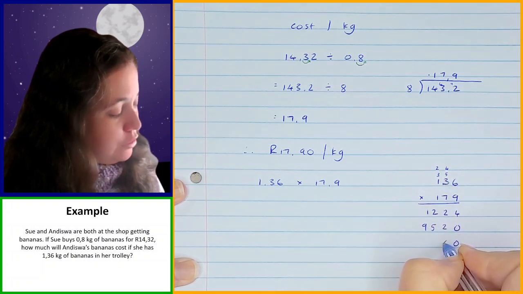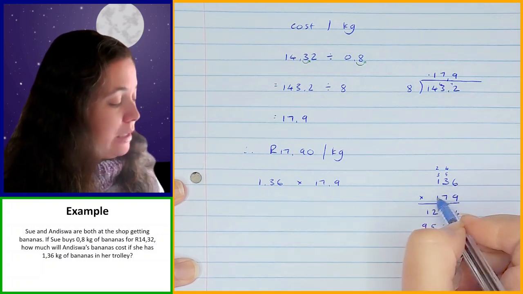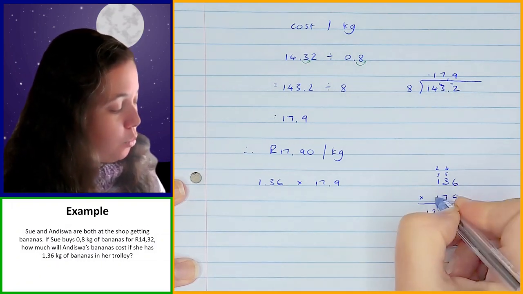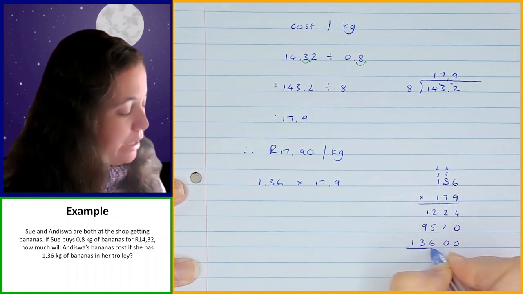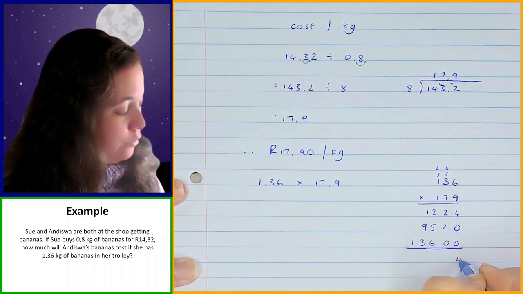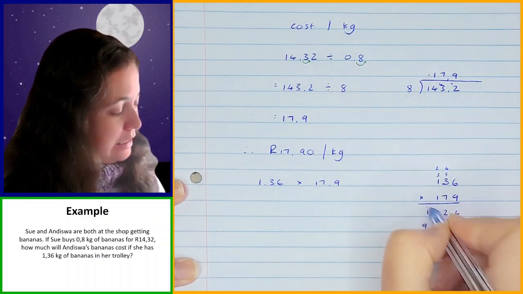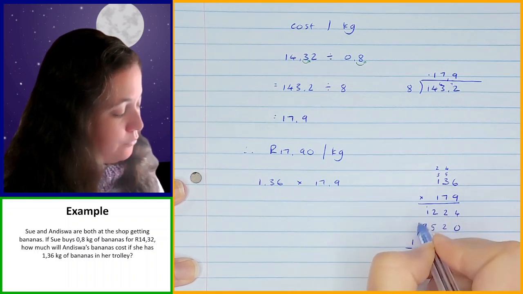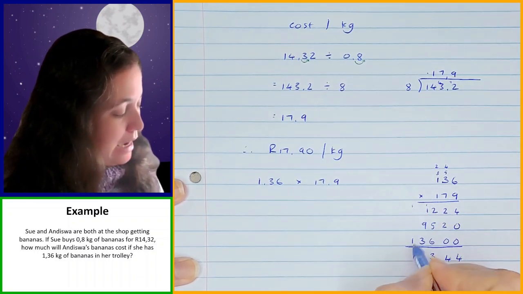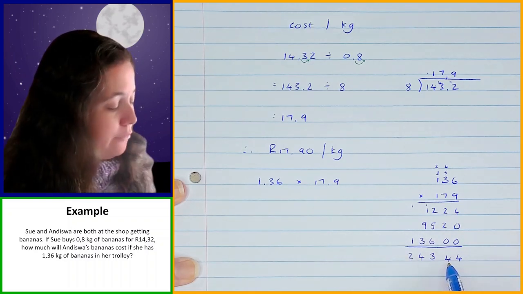Then I put down 2 zeros because I'm now multiplying by 100. So that's going to be 1 times 6, 1 times 3, and 1 times 1. So now when I add all of this up, I get 4, then 2 plus 5 plus 6 is 13, then 1 plus 1 plus 9 plus 3 is 14, and then 1 plus 1 is 2. So that gives me 2, 4, 3, 4, 4.